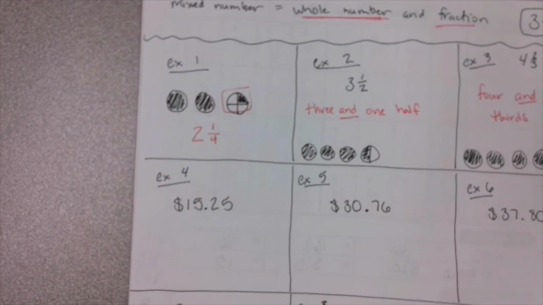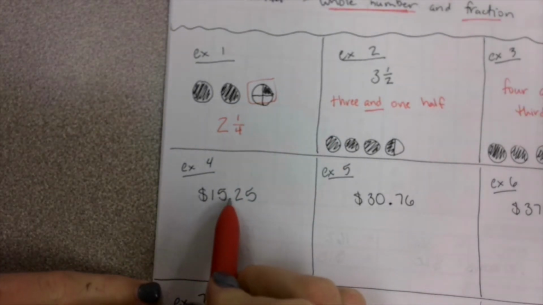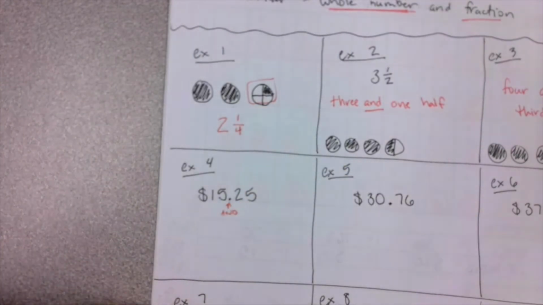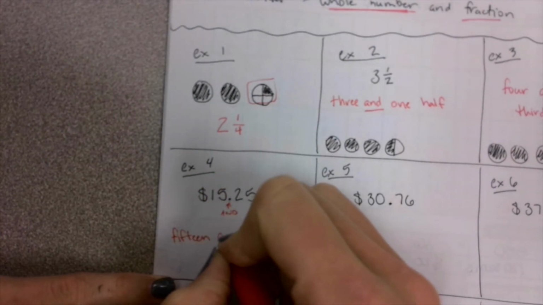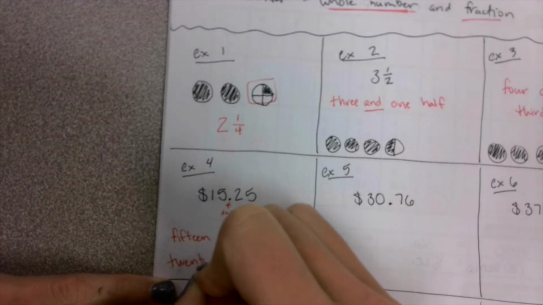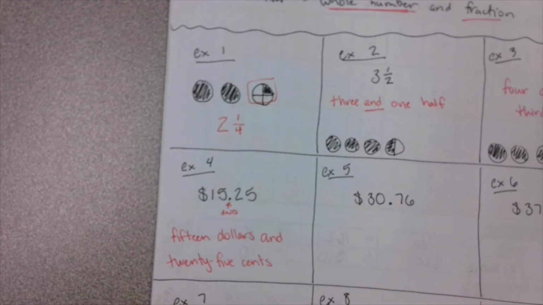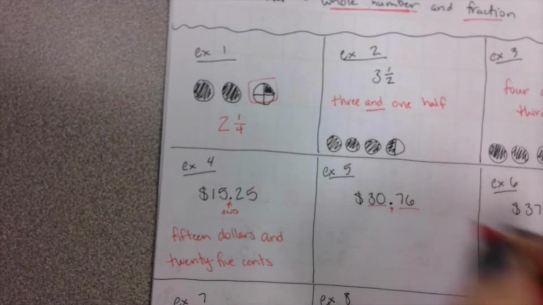Number 4, we want to write this dollar amount with words. Okay, so this is $15.25. Decimal point always says and. So write $15 and 25 cents. Same thing for example 5. $30.76.